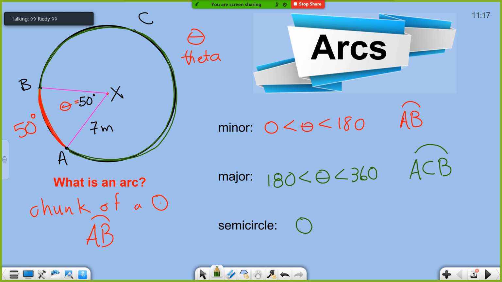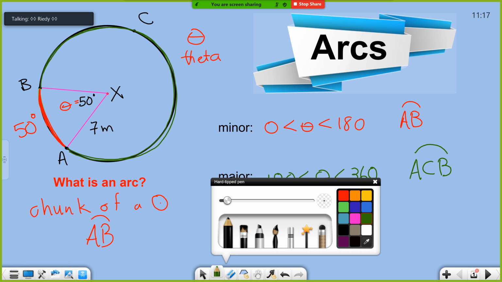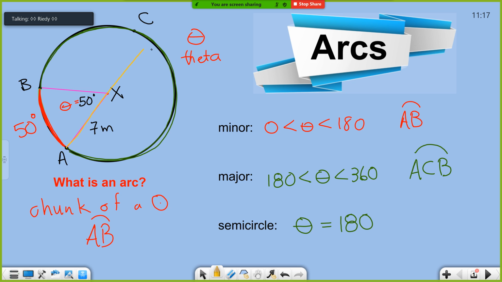Okay. Semicircle. Exactly 180 degrees. And for a semicircle, we also have to use 3 letters. The reason we need 3 letters for that is because we have to distinguish which way you're going around the circle. So if I take this and I draw this diameter in, and I call this point E, I can talk about the semicircle A, B, E.